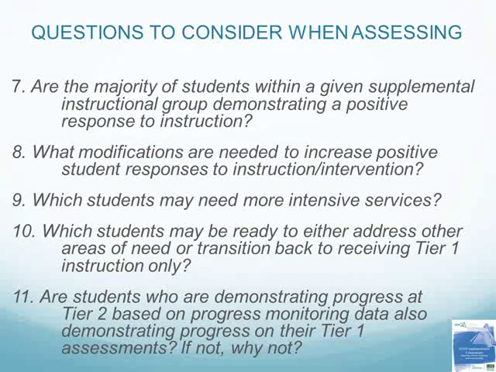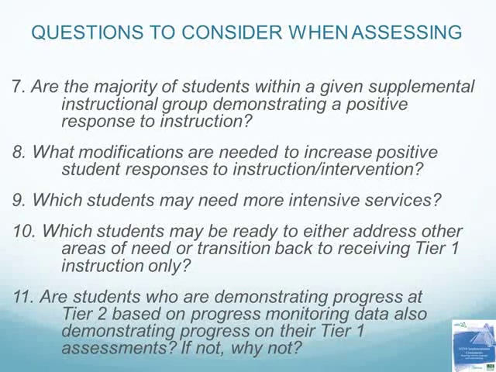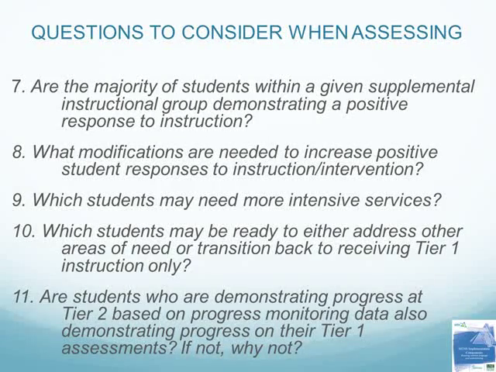To continue, you would also ask questions like, are the majority of the students within a given supplemental instructional group demonstrating a positive response to instruction? What modifications are needed to increase a positive student response to that instruction? Which students may need more intensive services? Which students may be ready to either address other areas of need or even transition back into receiving Tier 1 instruction only? And are students who are demonstrating progress at Tier 2 based on progress monitoring data also demonstrating progress on their Tier 1 assessments? If not, why?